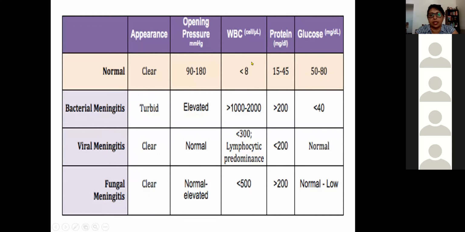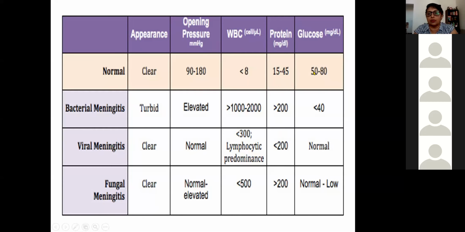Then WBC, I have told it is 5, that means less than 8. But in bacterial meningitis, it will be elevated, 1000 to 2000, very high. In viral meningitis, it may be elevated with lymphocytic predominance, less than 300. Fungal also less than 500. Protein, normal is 15 to 45. It is very much elevated in bacterial meningitis, less than 200 in viral and more than 200 in fungal meningitis. So protein is elevated.